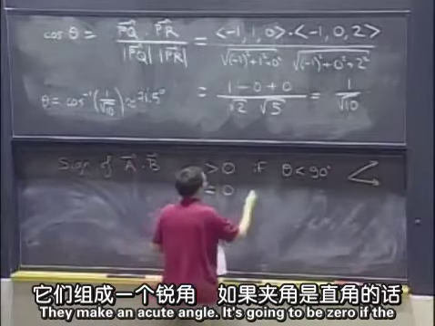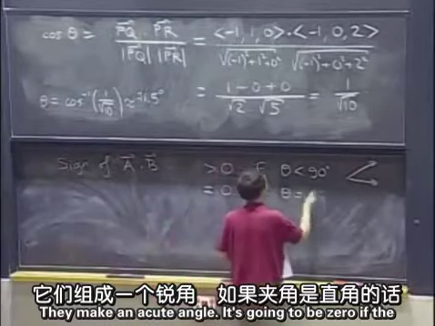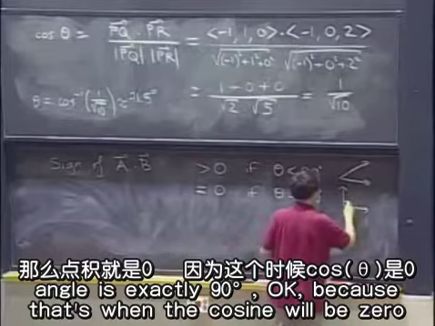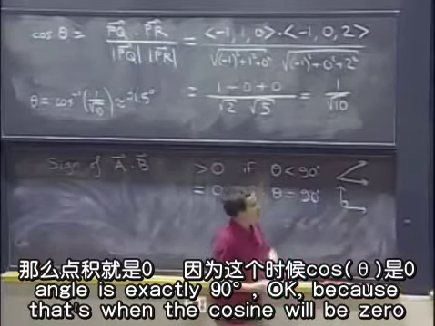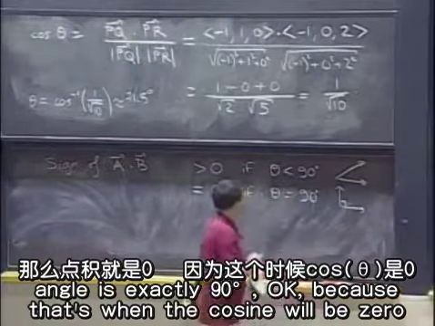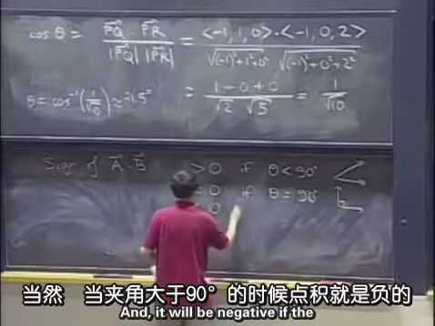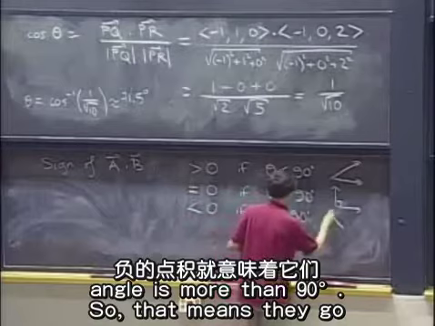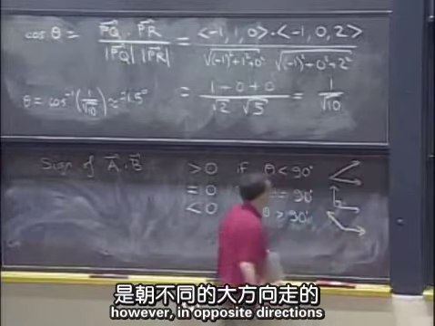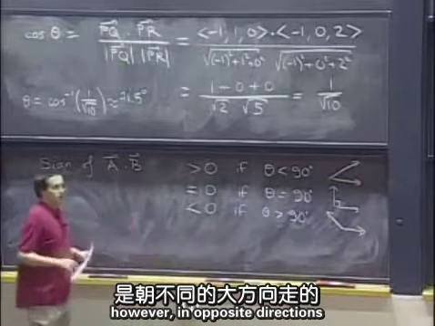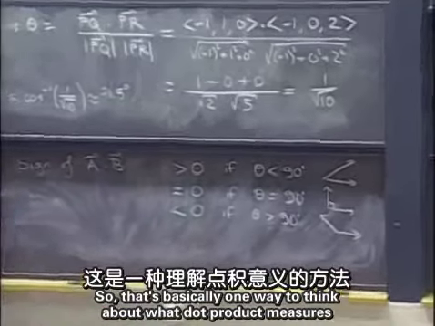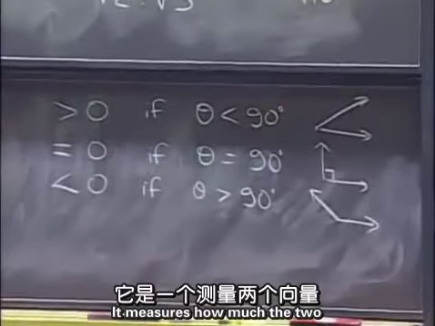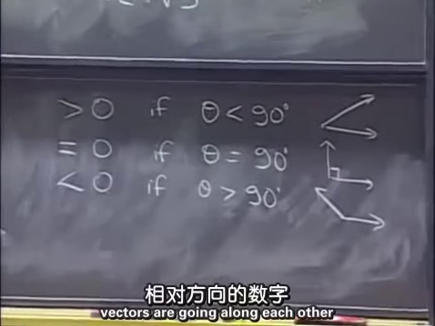It's going to be 0 if the angle is exactly 90 degrees, because that's when the cosine will be 0. And it will be negative if the angle is more than 90 degrees. So that means they go rather in opposite directions. So that's basically one way to think about what dot product measures. It measures how much the two vectors are going along each other.